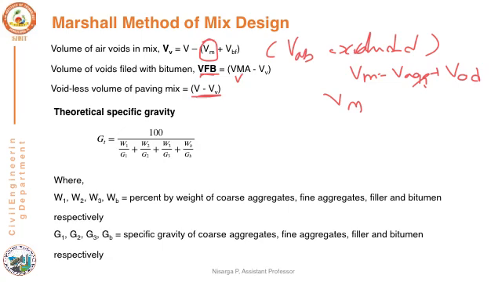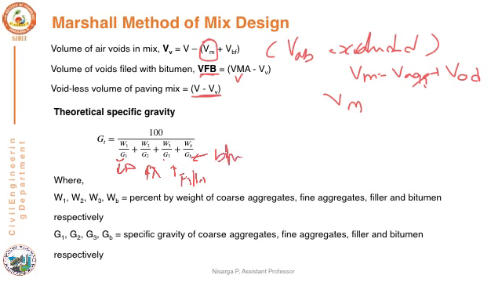And next we have to find out the theoretical specific gravity. We know that the bituminous mix consists of various materials with different specific gravity values. Let us say G1 corresponds to coarse aggregates, G2 corresponds to the specific gravity of fine aggregate, G3 corresponds to the filler material, and Gb corresponds to bitumen.